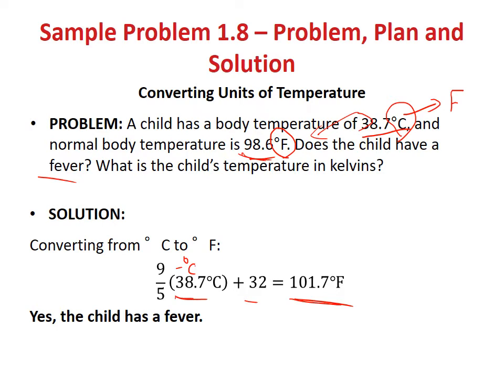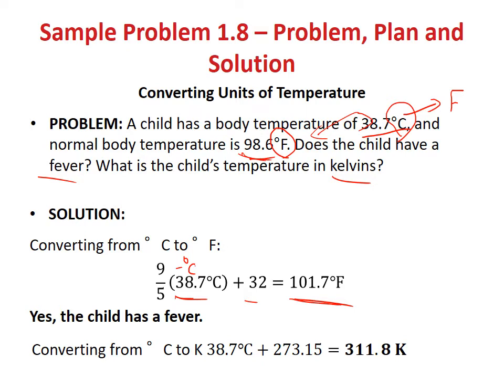Next, what is the child's temperature in Kelvin? To change Celsius to Kelvin, we need to add 273.15, and that gives you 311.8 Kelvin.